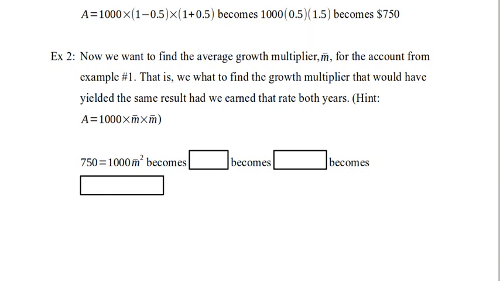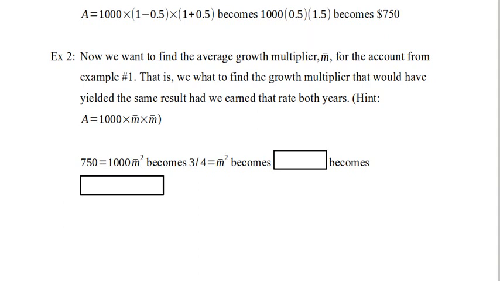Now we're going to use arithmetic to find what m bar is. So as we work backwards through the order of operations, we're going to try to get m bar by itself. The order of operations says to square and then multiply. We're working backwards, so we're going to undo the multiplication first, dividing both sides by 1,000. 750 divided by 1,000 is 3/4.